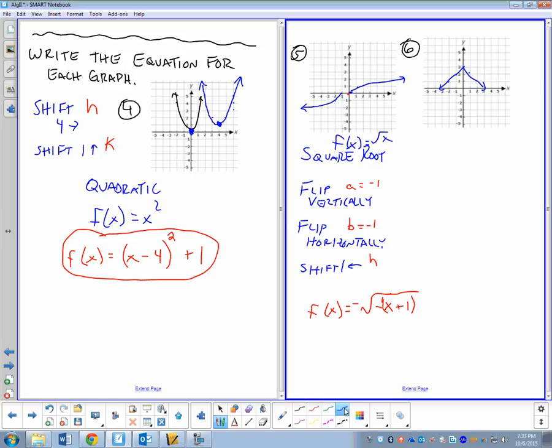Last one of these, looking at this, obviously because of the shape of the v, we should know this is an absolute value function. So our original function should look like this: f of x equals the absolute value of x. But that graph is a right side up v. This graph has obviously been changed a couple ways. First, from my original absolute value, which is like this, it's been flipped vertically. So instead of opening up, it now opens down. So we've had a vertical flip.